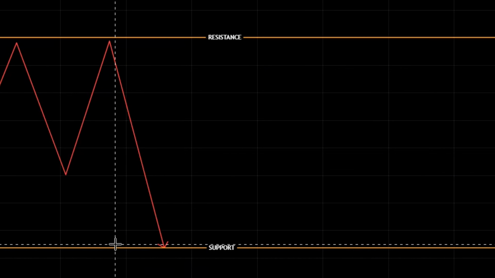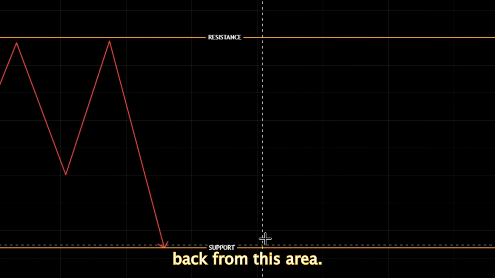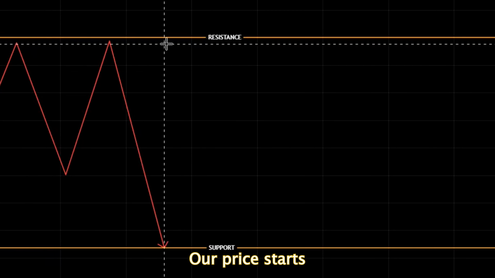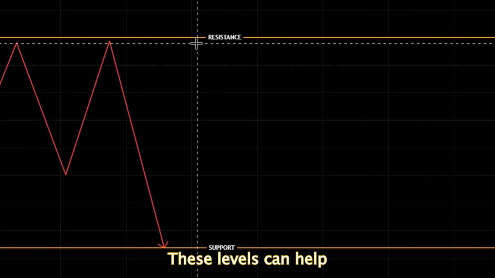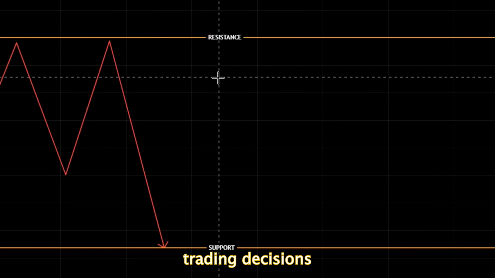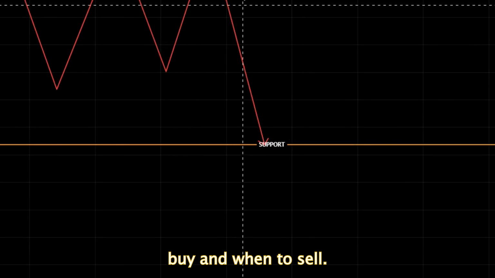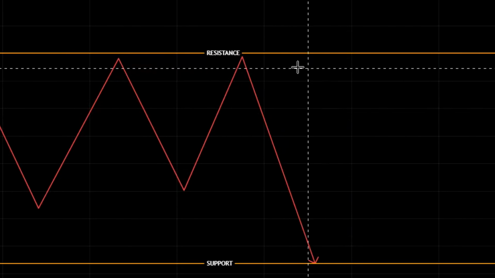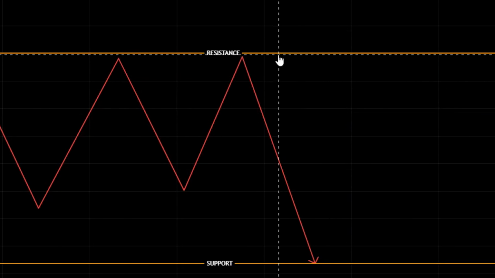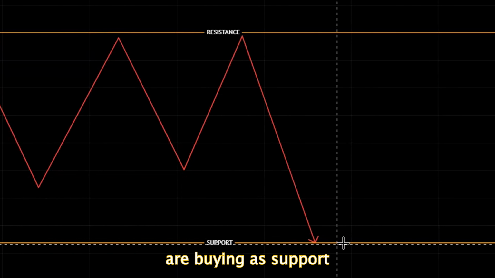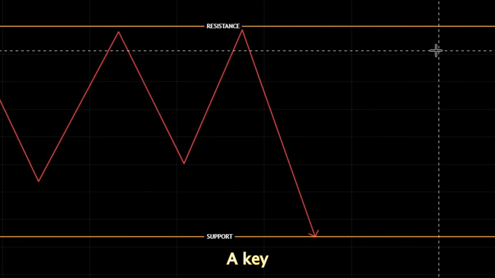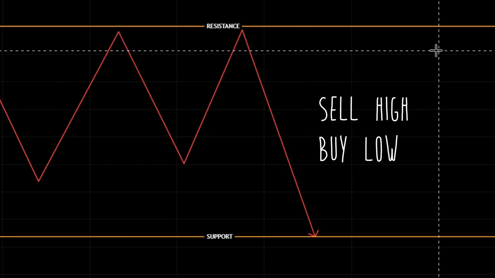Support levels are where price tends to stop falling and bounces back from this area. Resistance levels are where price stops rising and wants to pull back from this specific line. These levels can help you make better trading decisions on when to buy and when to sell. Most people are selling at resistance lines, and most are buying at support lines. A key motto that we use in day trading is sell high, buy low.